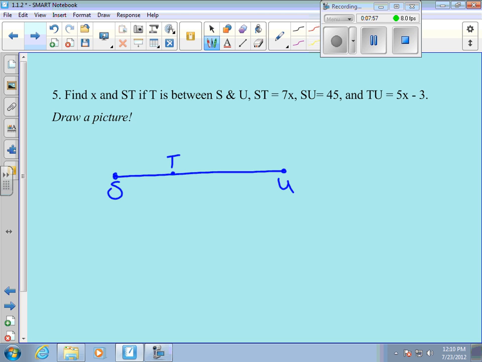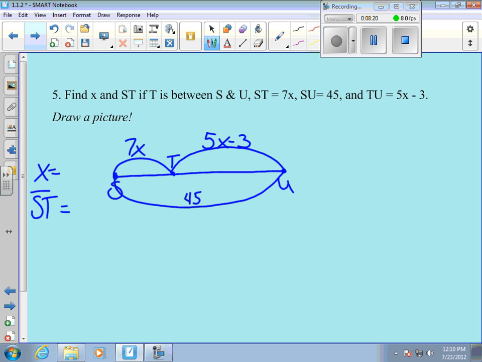It doesn't matter where we say T is, it's just somewhere. Okay, ST, so that's our first measurement, is 7x, and SU, which is our entire line, is 45. And then it says TU, which is our last segment, is 5x minus 3. So here we need to find two different things. We're looking for what x equals, and we're looking for ST's measurement. All right, so I'm going to let you guys finish this problem and bring it back for tomorrow. Remember, you need to find x, and then don't forget you plug that back in and find out what segment ST is equal to. So we've got the drawing done together, and now you can do the calculations on your own.